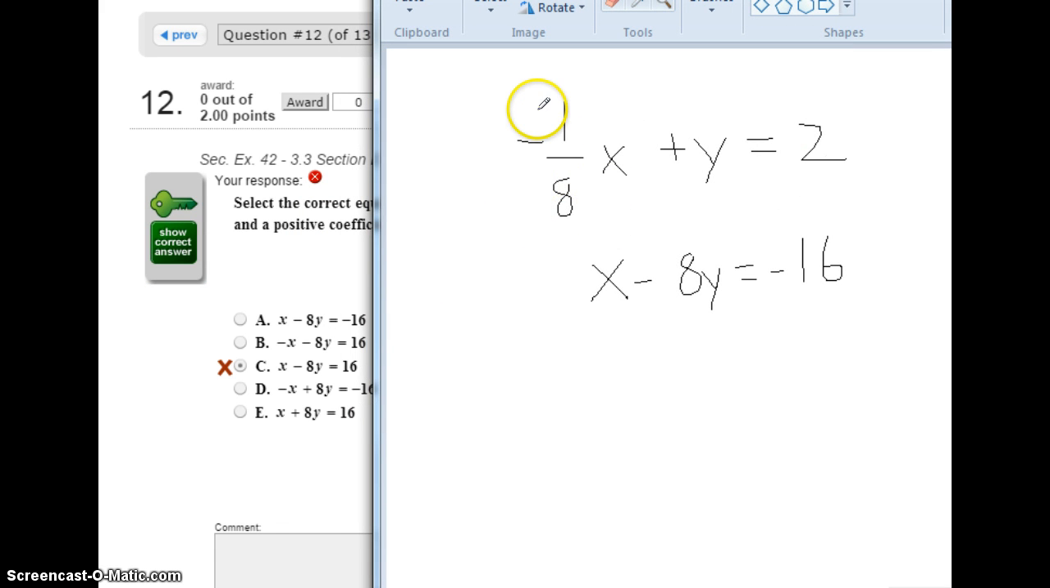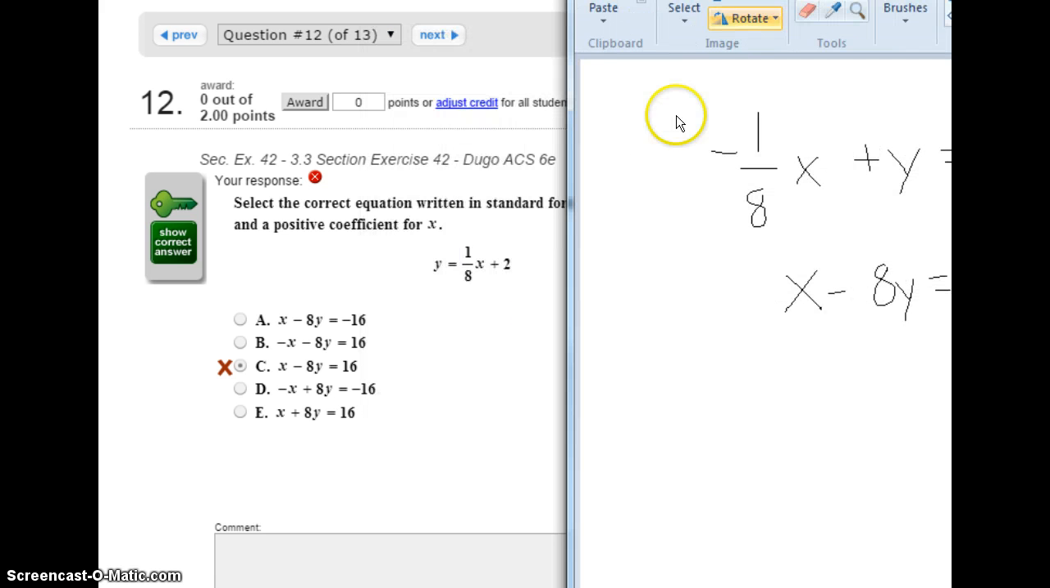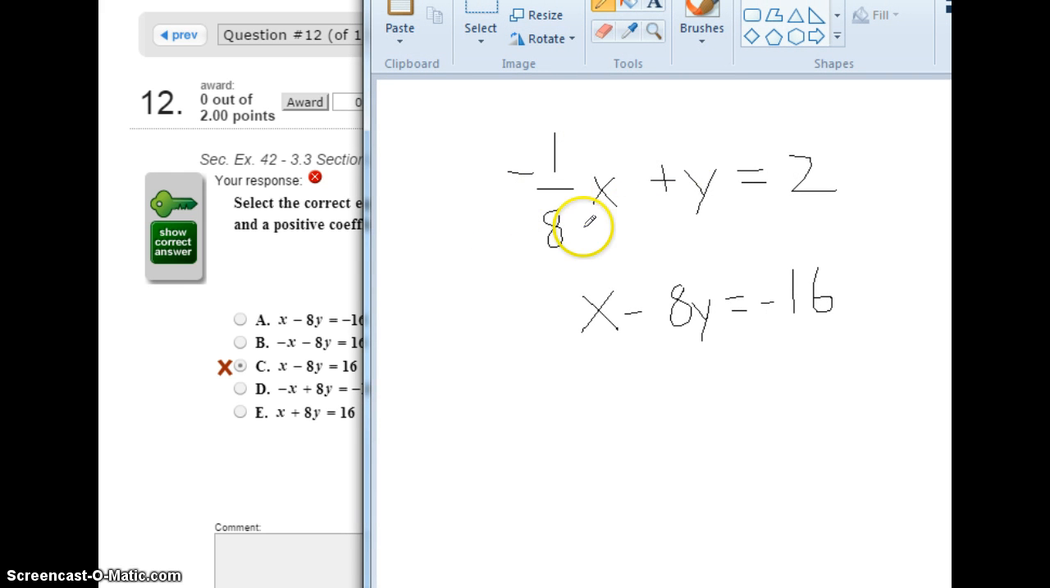We started with this, y equals 1/8 x plus 2. Start off by subtracting 1/8 x from both sides. So you get a -1/8 x on the left now. And then we have to change this coefficient to a positive number, which means we're going to multiply everything by -8. So -8 times -1/8 will give you a positive 1 here. -8 times y gives you -8y, and then -8 times 2 gives you -16.